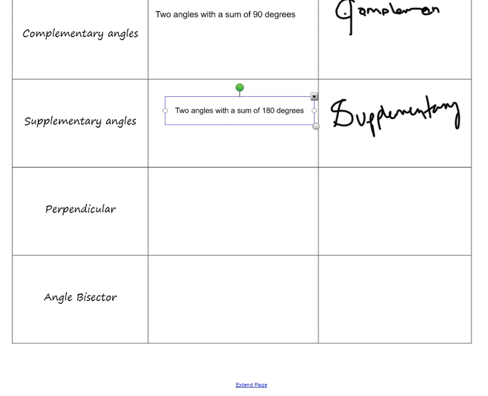And then we had perpendicular symbols. We got the upside down T for perpendicular. And those are going to be two lines or two rays or two segments that meet at a 90 degree angle, or that form a 90 degree angle at their intersection.